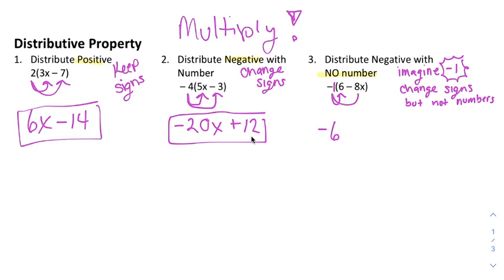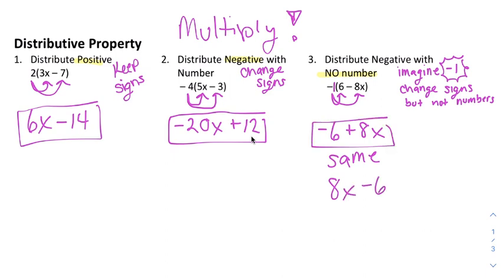Negative 1 times a negative 8x. Basically, I'm just changing the 8 to a positive. Nothing to combine, nothing to rearrange. Technically, it would be the same thing if we rewrote this as 8x minus 6. Just kind of depends on what kind of problem you're doing.